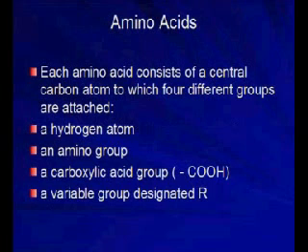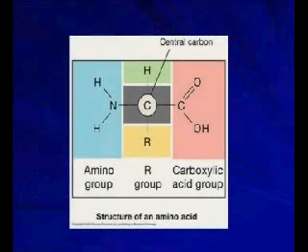Amino acids. Each amino acid consists of a central carbon atom to which 4 different groups are attached: a hydrogen atom, an amino group, a carboxylic acid group, and a variable group designated by R. This is the structure of an amino acid. Again, this illustration is taken from your text. As you can see, the central carbon is located here, and then an amino group, a carboxylic acid group, and then a variable group, which is illustrated by the R group.